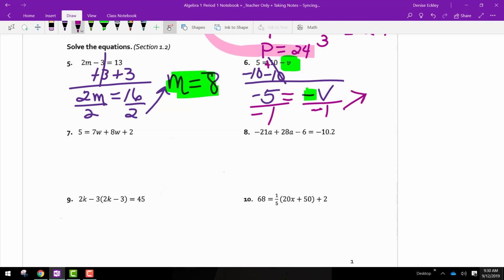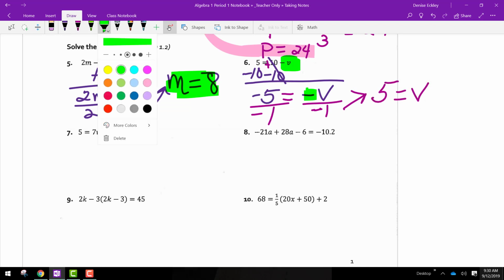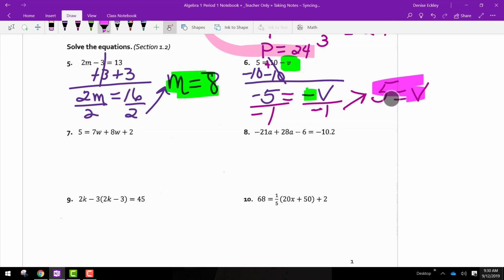Okay, and that gives me an answer of 5 equals v. And that's going to be my final answer, 5 equals v.